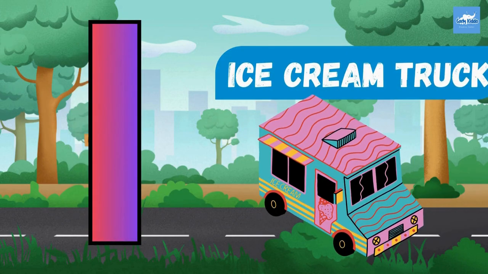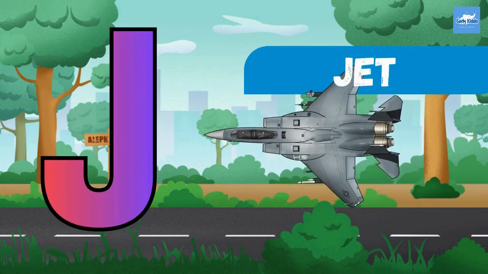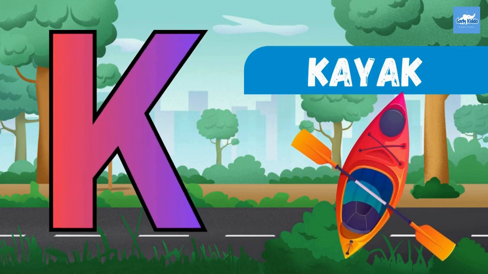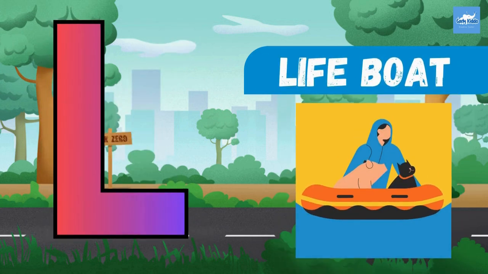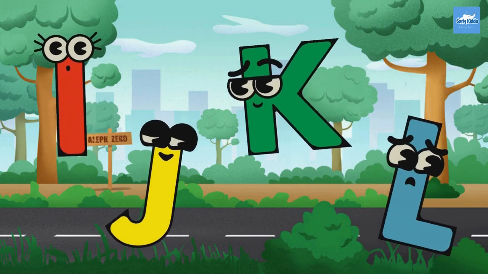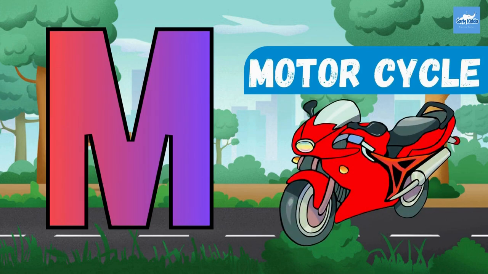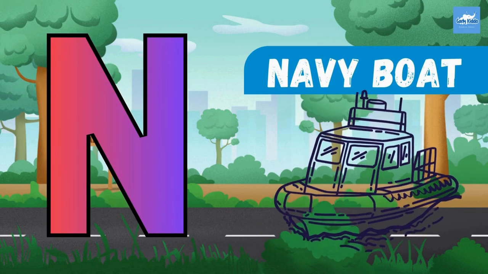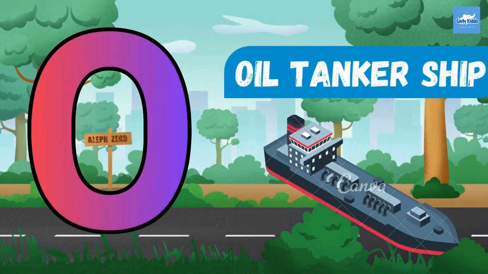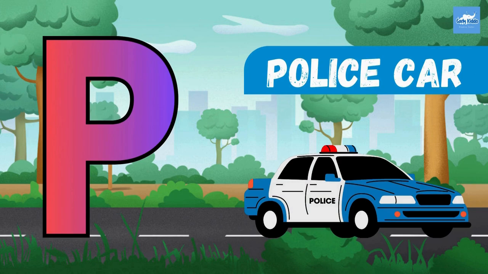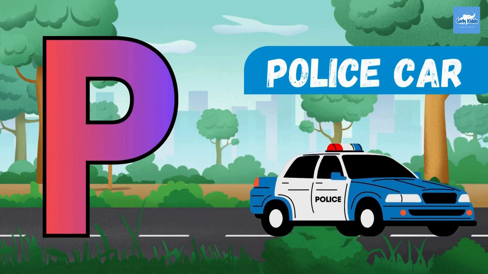I is for ice cream truck. Ice cream truck. K is for kayak. Kayak. L is for lifeboat. Lifeboat. M is for motorcycle. Motorcycle. N is for navy boat. Navy boat. O is for oil tanker ship. Oil tanker ship. P is for police car. Police car.